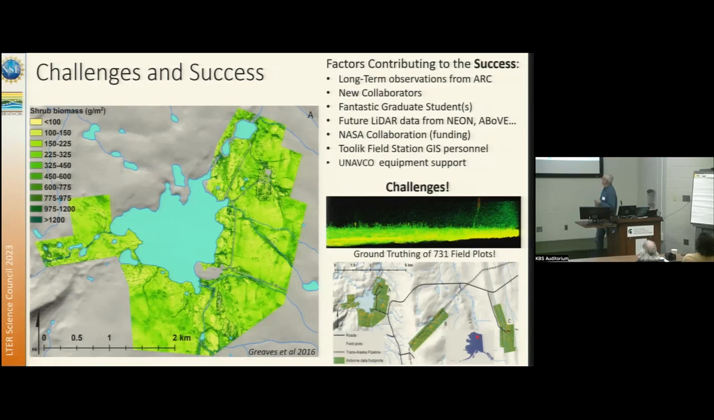We did have some challenges. The first day we went out and set up our LIDAR, we couldn't find our targets. Turned out all those small dots are mosquitoes, and the mosquitoes really wreaked havoc. We lost 2 LIDAR units to the mosquitoes getting sucked in through the fans. We also just had a tremendous amount of work, 731 field plots randomly selected to verify the results.